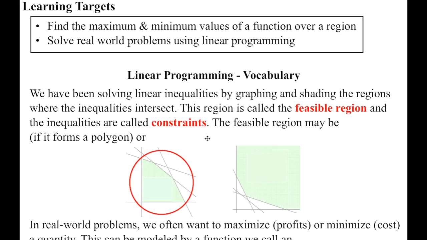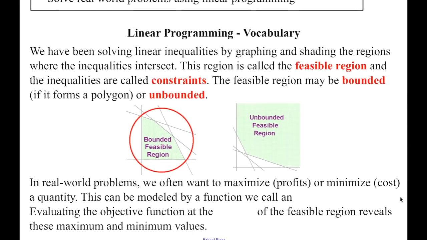And the feasible region, sometimes it forms a polygon. And when that happens, when it forms a polygon, it is said to be bounded. It's a closed region that is bounded by each of those constraints. And if it doesn't have boundaries, if it's open on one side, it's said to be unbounded. So I've given you a couple of pictures here to clarify what those vocabulary words mean. So we will be using those kinds of words in this lesson.